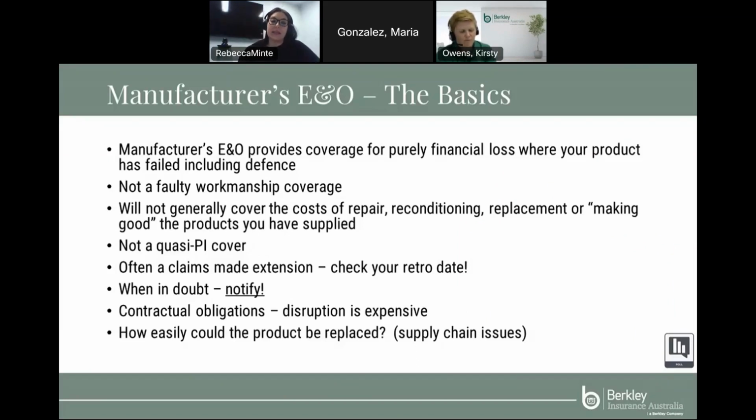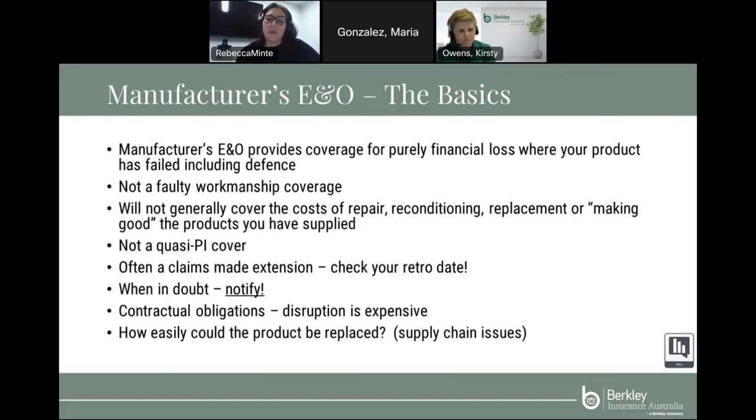As Kirsty said, it is really important to have an understanding of what PI is and who should have a PI policy in order to understand what manufacturer's E&O is and who should have that coverage in place. So let's get started. I'm just going to be going through the E&O basics.